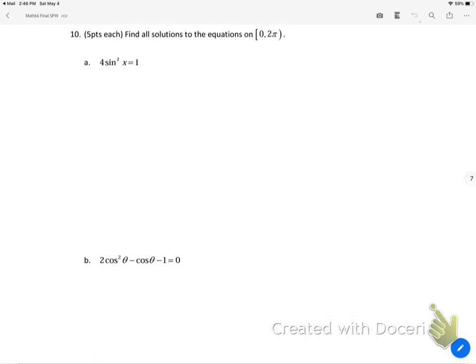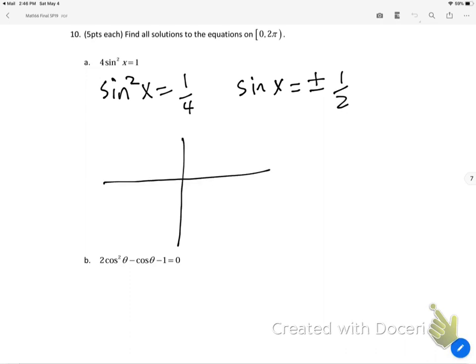Okay. Right. Find the solutions to these equations. So if I divide both sides by 4, I will have 1/4. If I then square root, because it's squared, I will have sine x equals plus or minus 1/2. Right. Sine 1/2. Remember? Pi over 6, or 30 degrees.